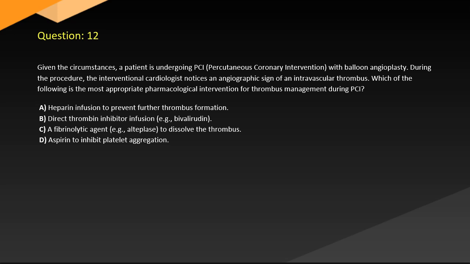A. Heparin infusion to prevent further thrombus formation. B. Direct thrombin inhibitor infusion, e.g., Bivalirudin. C. A fibrinolytic agent, e.g., Alteplase to dissolve the thrombus. D. Aspirin to inhibit platelet aggregation.